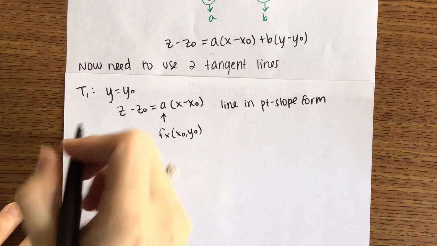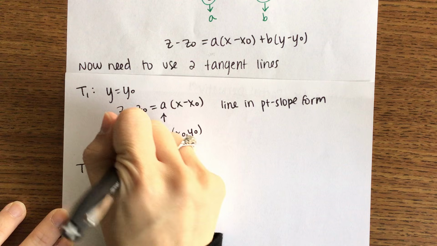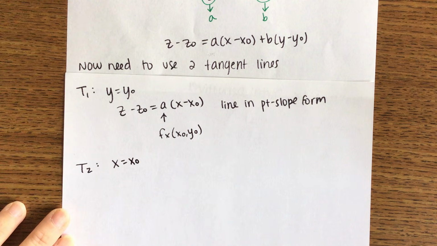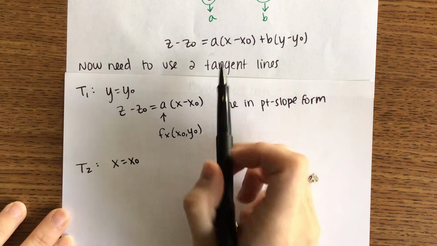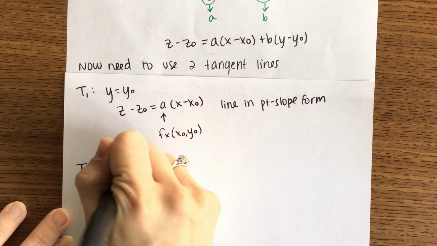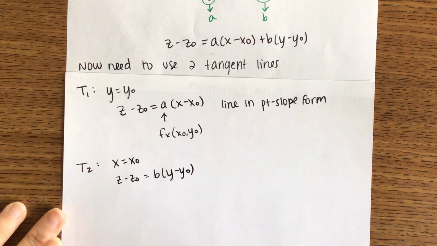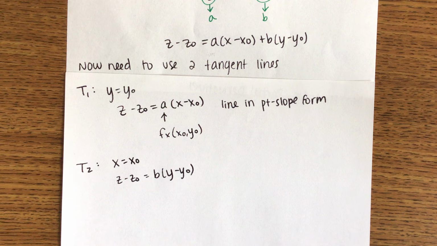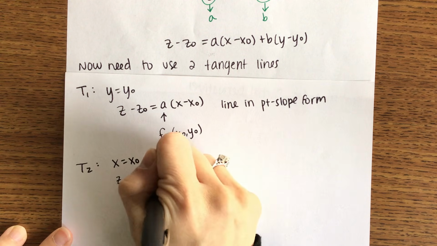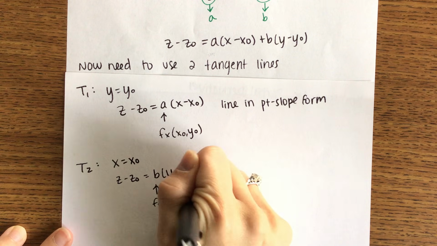Yeah, so then similar idea. If we find the second tangent line, which is when we intersect the plane x equals x naught with the surface, using this up above, if x equals x naught, that term will go away. So we get z minus z naught equals b times the quantity y minus y naught. This is also a line in point-slope form. This then will be the partial derivative with respect to y at that point.